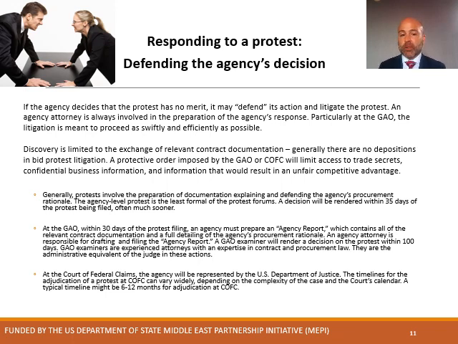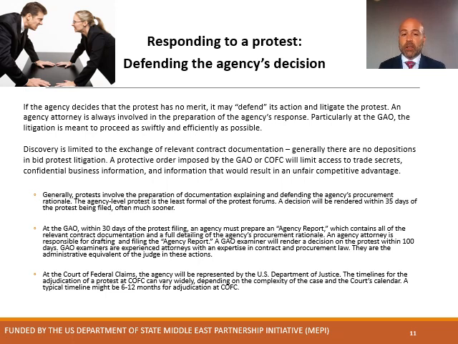Now, generally, protests involve the preparation of documentation explaining and defending the agency's procurement rationale. At the agency level, this is the least formal of protest forums. The agency attorney working with the acquisition team will submit basically a report to the agency protest official, and a decision will be rendered within 35 days of the protest being filed, often much sooner.